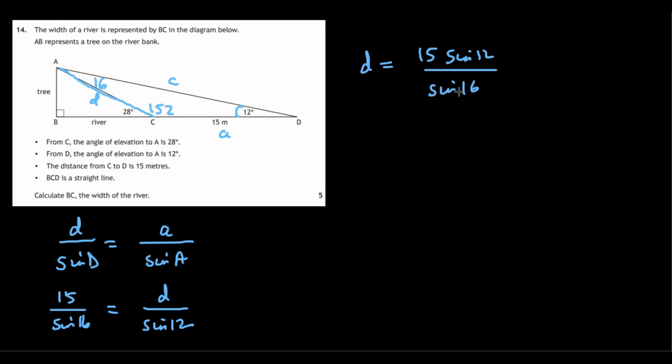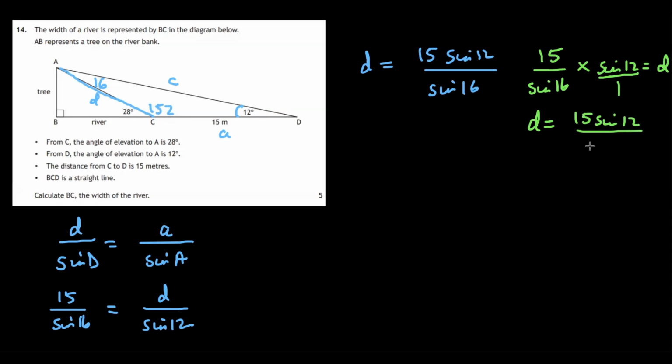And if you can't see why this is, by the way, I'll just write out the working out over here. So if we multiply both sides by sine 12, that's how you move it to the other side. That would become 15 over sine 16 times sine 12 equals d. And then if we write this as a fraction, so sine 12 over 1, we can just multiply the two fractions straight across. So 15 sine 12 over sine 16 times 1.